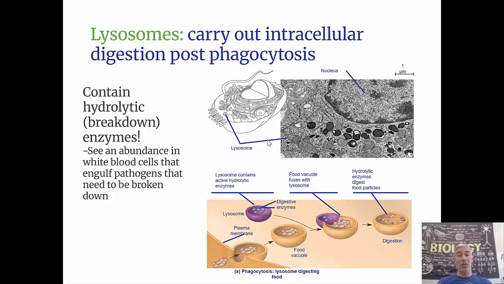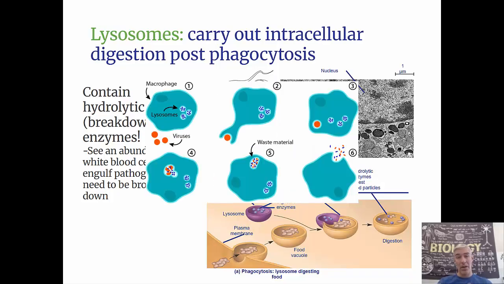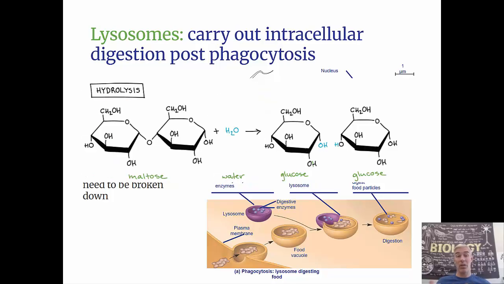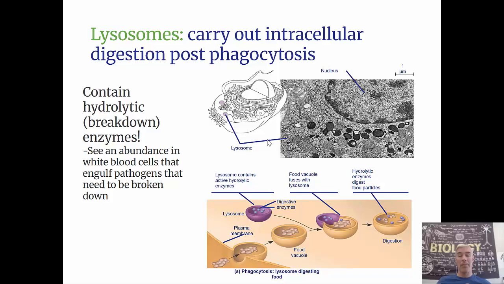Lysosomes are important for carrying out intracellular digestion after phagocytosis, which means phagocytosis is cellular eating. The cell will engulf something like a food item, and then it needs to be broken down to its component macromolecules. So remember, lysis means breakdown. So lysosome is a breakdown organelle. You see a lot of these in white blood cells because those are engulfing pathogens all the time. But that's the main job of lysosomes.